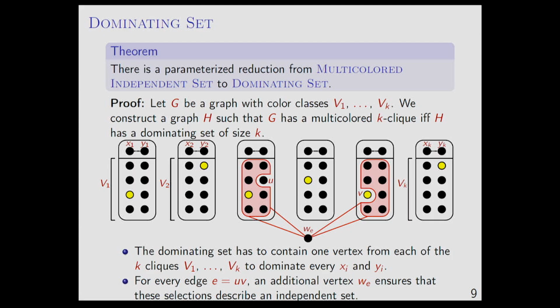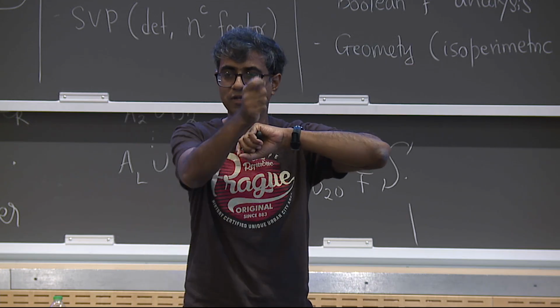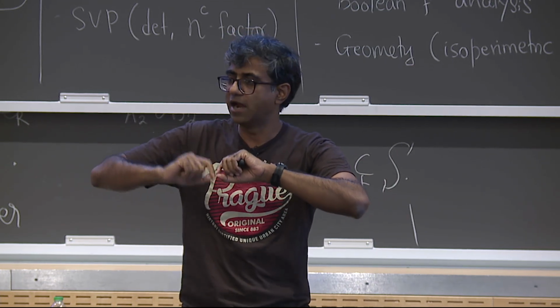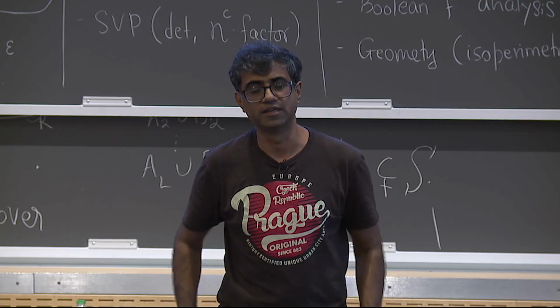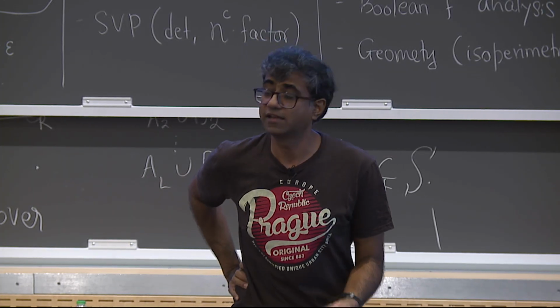For every edge, you have a vertex, w_e. Now you know that it's an edge between two color classes, right? So you make it adjacent to every vertex in that color class except the incident vertex, and you make it adjacent to every other vertex in the other color class except the vertex it is adjacent to. Now what does that ensure?